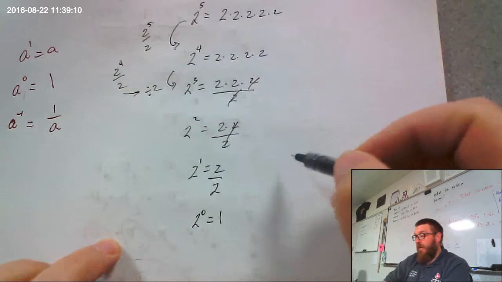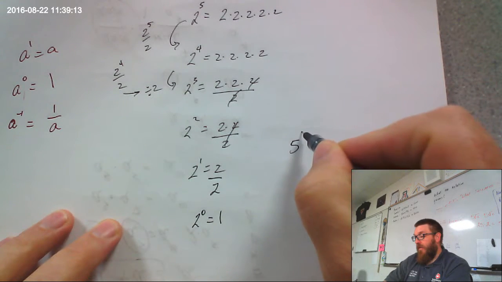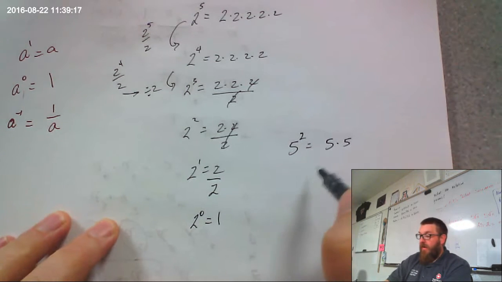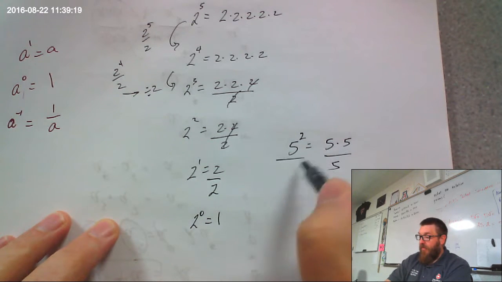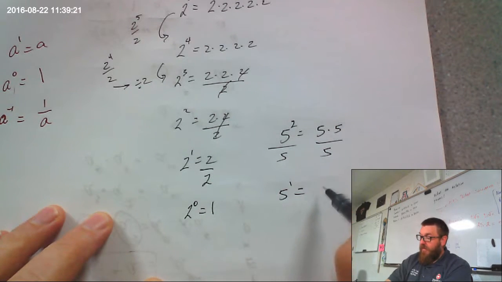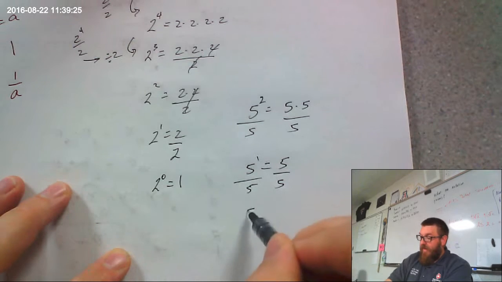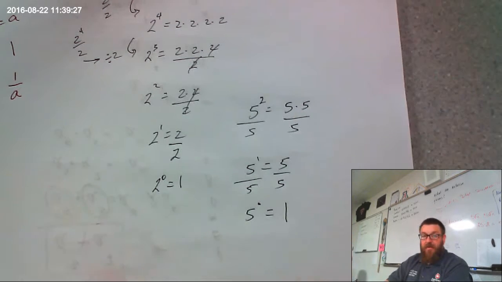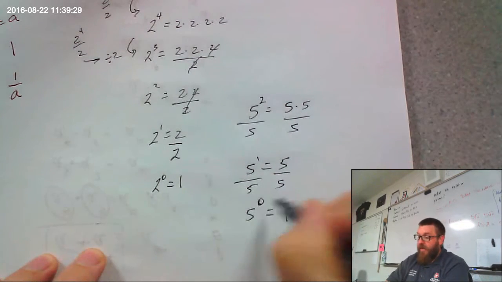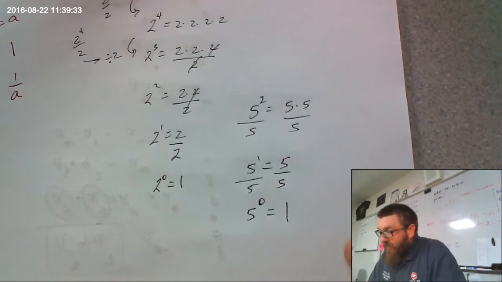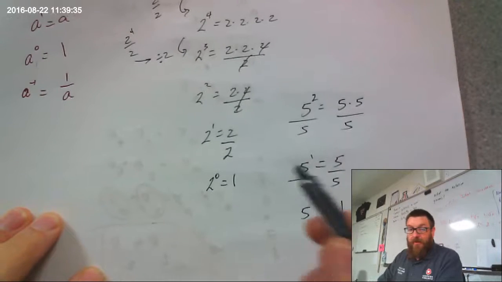I could do this with any number. I could do 5 squared would be 5 times 5, right? And if I were to divide that by 5, both sides, I get 5 to the 1, which is 5. And if I divided both sides of that by 5, I get 5 to the 0, which is 1. Anything to the power of 0 is 1. It doesn't matter what it is, always. And that's why. Now let's keep going with this.